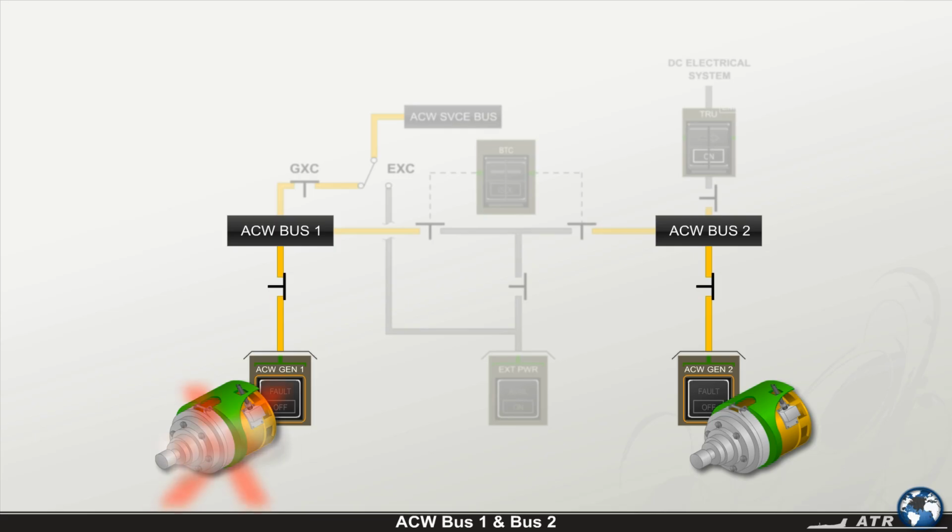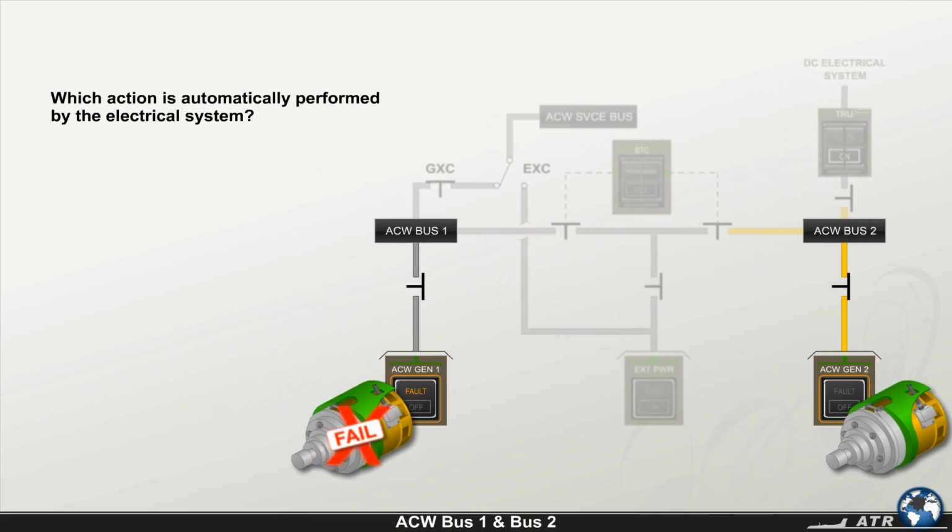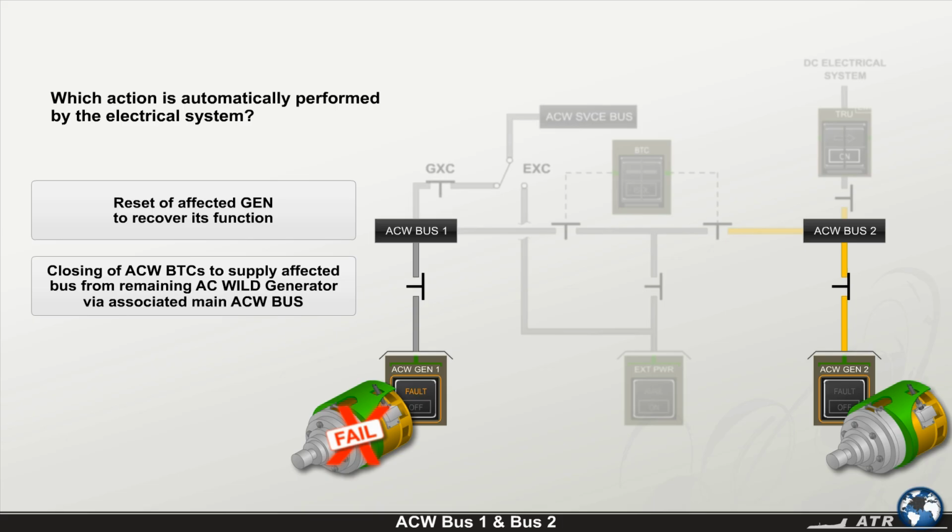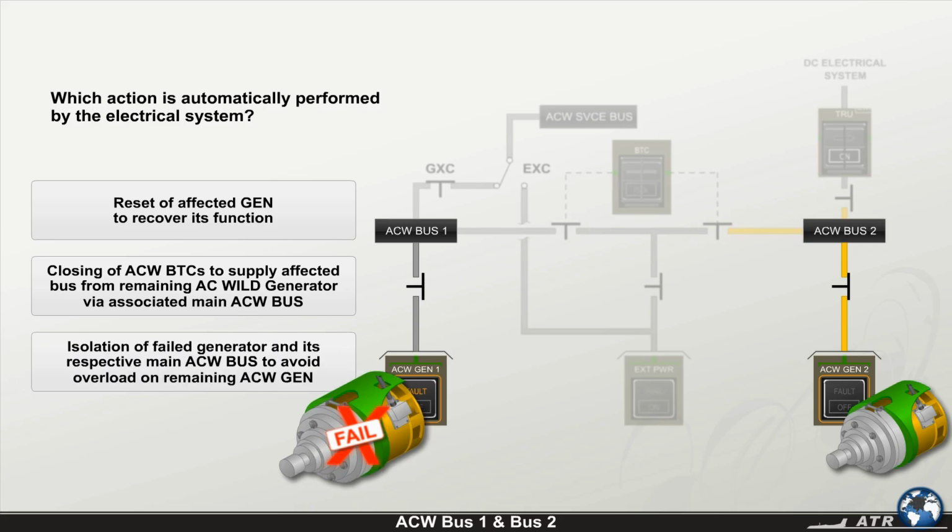If we now assume that a generator fails, which action is automatically performed by the electrical system? Automatic reset of the affected generator to recover its function. Automatic closing of AC wild bus tie contactors to supply the affected bus from the remaining AC wild generator via the associated main AC wild bus. Automatic isolation of the failed generator and its respective main AC wild bus to avoid an overload on the remaining AC wild generator.